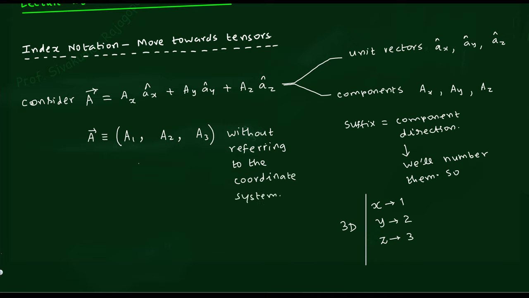So the advantage is that now we can see that these three elements can be written down as Ai. So Ai is enough now. That is what we are trying to say. I'm putting a box and saying that Ai is enough.